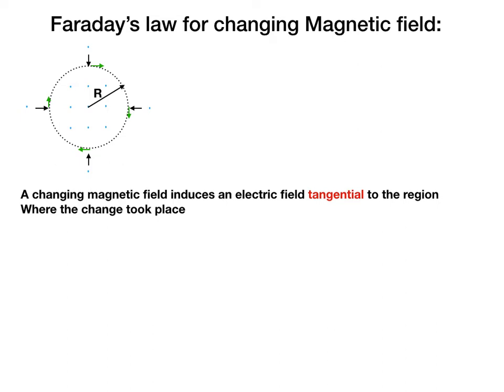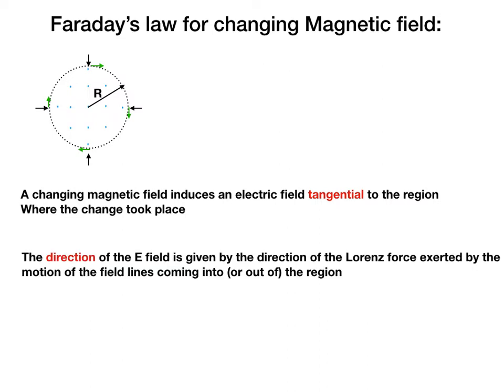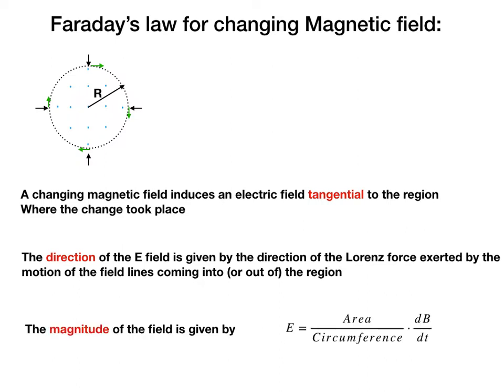To summarize Faraday's law for a changing magnetic field, the changing magnetic field induces an electrical field which is tangential to the region where the change took place, and this is valid for every region you take, however small it may be. The direction of the electrical field is given by the direction of the Lorentz force, and the magnitude is given by the strength of the Lorentz field, which is given by the Lorentz field formula.